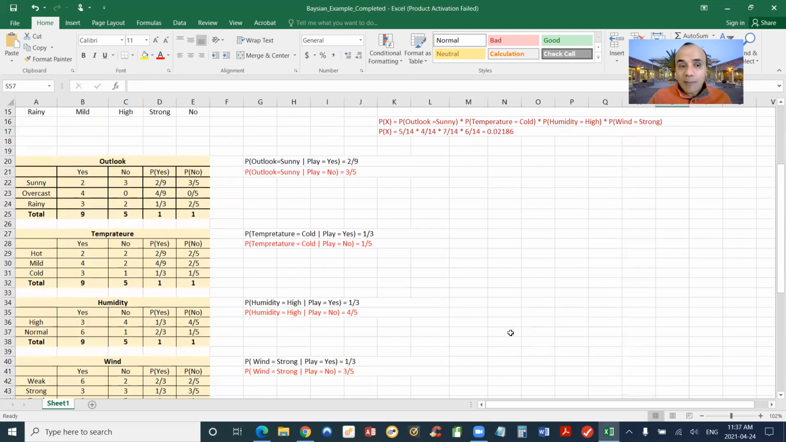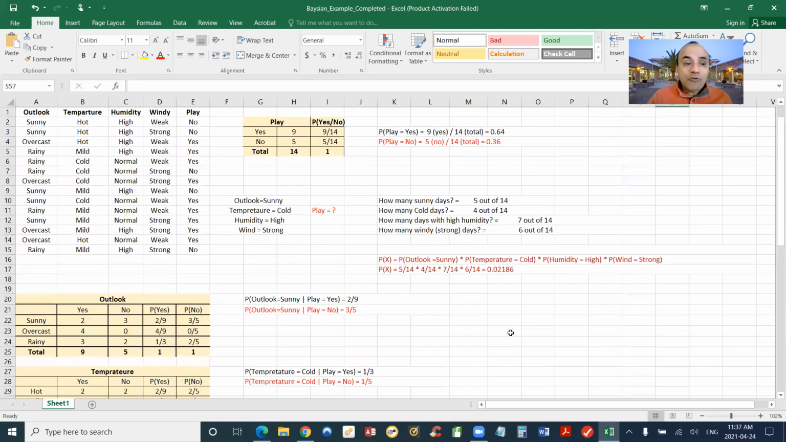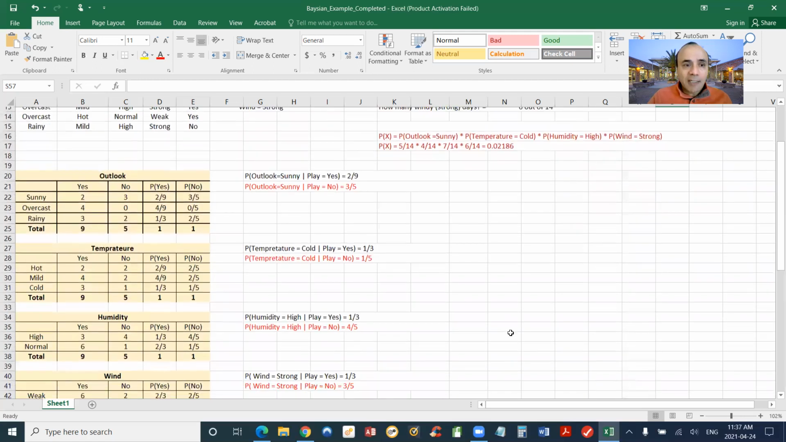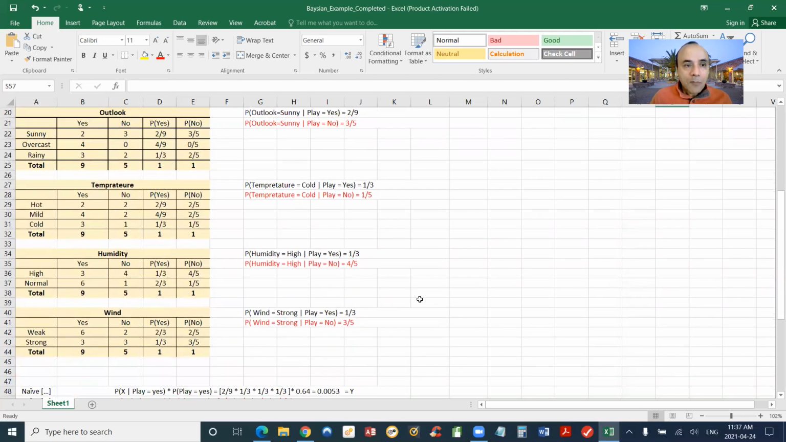Calculating the rest is going to be actually easy. Now, I'm going to take a look at the value versus the target in all of these cases. So take a look at this one. I have yes and no, and I have sunny, overcast, rainy. Temperature, yes and no, hot, mild, cold. Humidity, yes and no, high, normal, and then wind, yes and no, weak and strong.